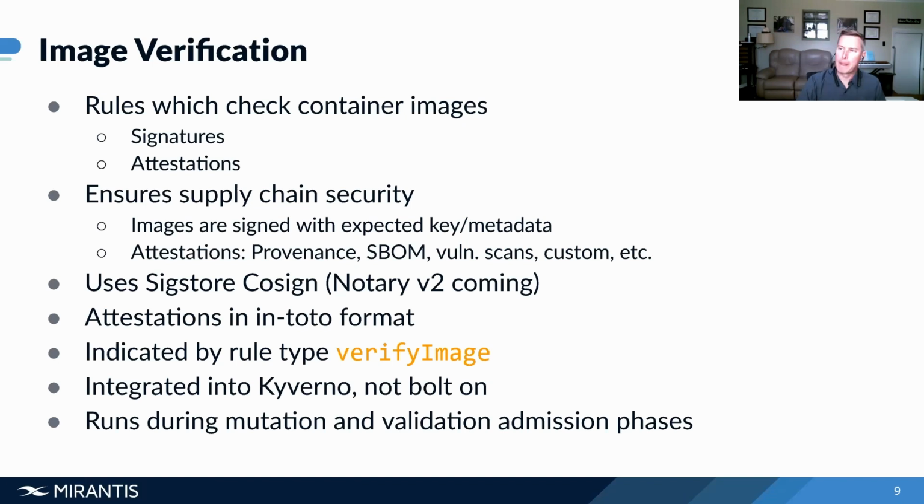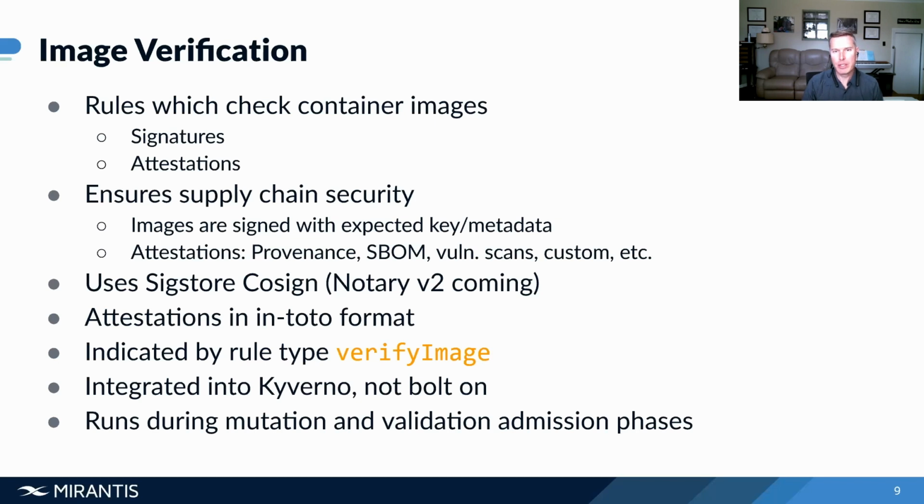So image verification. This is a rule type that Kyverno has that allows you to check container images for things like signatures and attestations. What this is useful for is ensuring your supply chain security. It's great to be able to ensure that you're only pulling images from allowed registries, but you need to go a step further in ensuring that the images that you do pull, even though they may come from a blessed location, have actually been created and signed and certified by your organization. Right now, Kyverno has a capability of doing this using Sigstore cosign. We are bringing support for Notary v2 very soon.